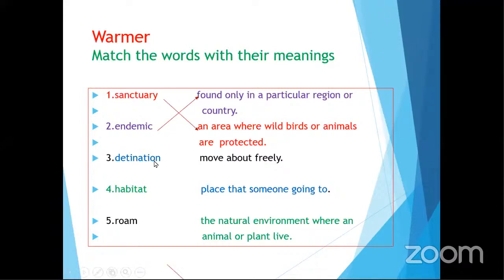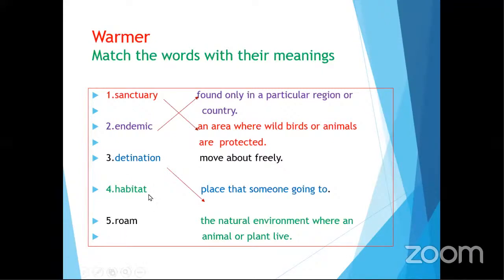Destination. Yes, the place that someone is going to. For example, you have organized a trip and your destination is Kandy. You are going to Kandy. Destination means the place you are going to.